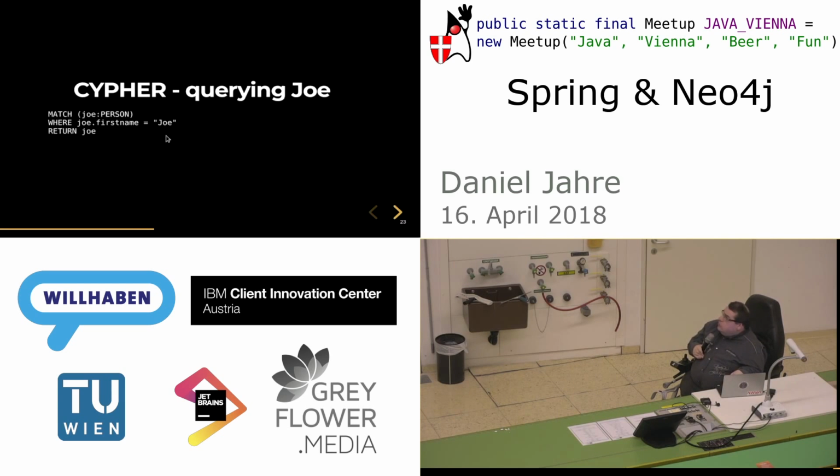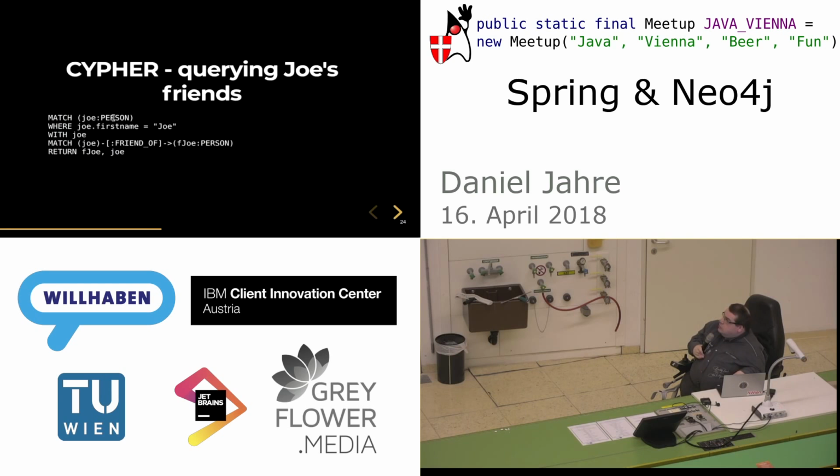So this could look like that. This statement is longer than it has to be, but I think for the first time it's okay. We say match all nodes with the person label, assign it to the Joe variable, and when the first name is Joe, then there's a match. And then we return the node as is.